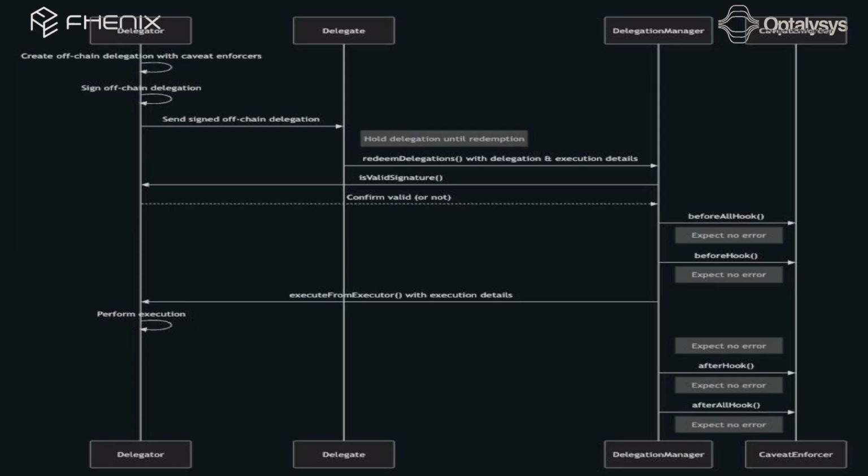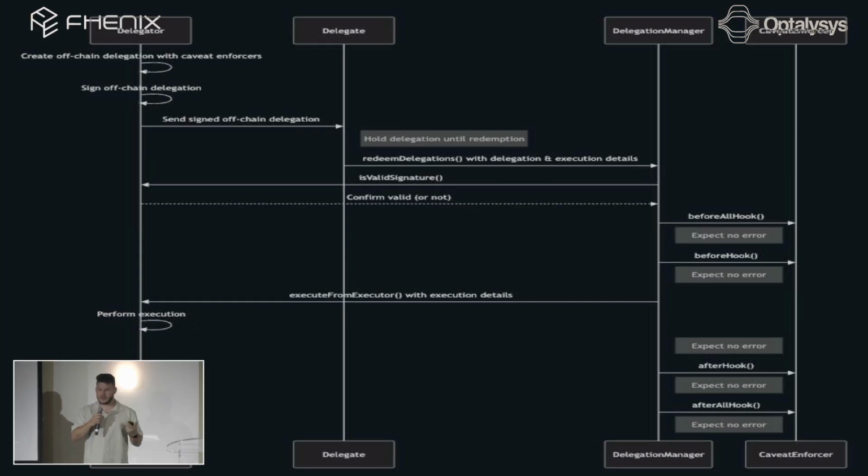And before the execution, it calls these hooks. There's a before all hook and a before hook. That's when we can test the execution against the caveat enforcers and say, hey, this is what the redeemer is trying to do. Is it within the guardrails of what the caveat enforcers on this authority allow?